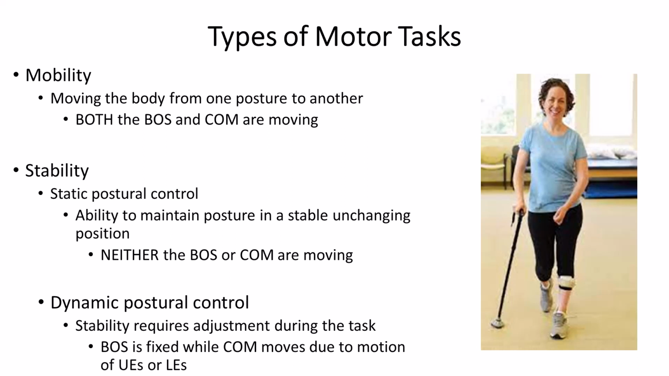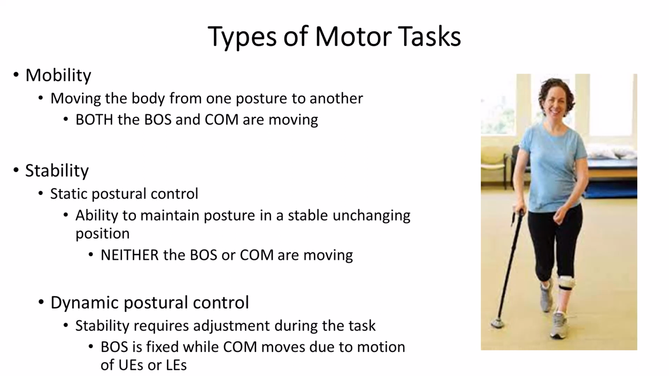So there are different types of motor tasks. One kind of motor task is a mobility task. And this is where both the base of support and center of mass are in motion. Essentially you're moving the body from one posture to another in a controlled manner. An example of a mobility task would be walking or scooting along the side of a mat table.